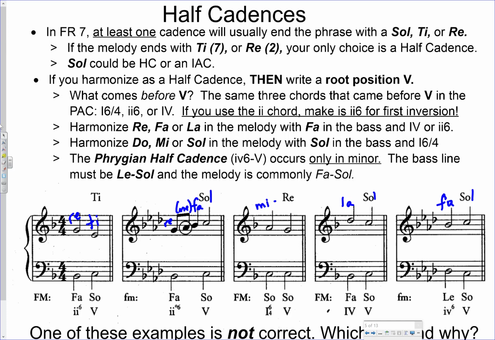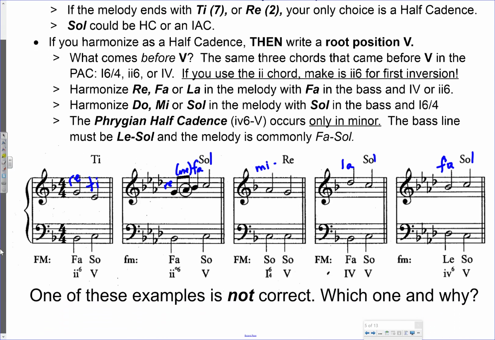Now, here's a question for you. One of these examples is not correct. Can you figure out which one it is and why? Okay, here is the answer.